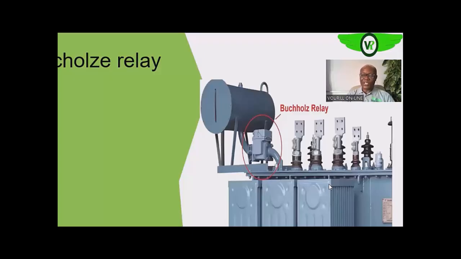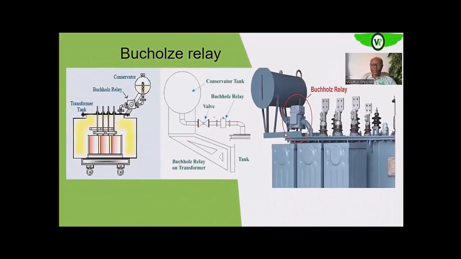or can cause explosion because of overpressurization of the tank. So as the oil is expanding, it moves to the conservator tank. Once it cools, it contracts back into the transformer main tank. So the Buchholz relay is always located between the conservator tank and the transformer main tank. As the oil flows from the main tank to the conservator tank, it always goes through the Buchholz relay. So what is the function of the Buchholz relay?